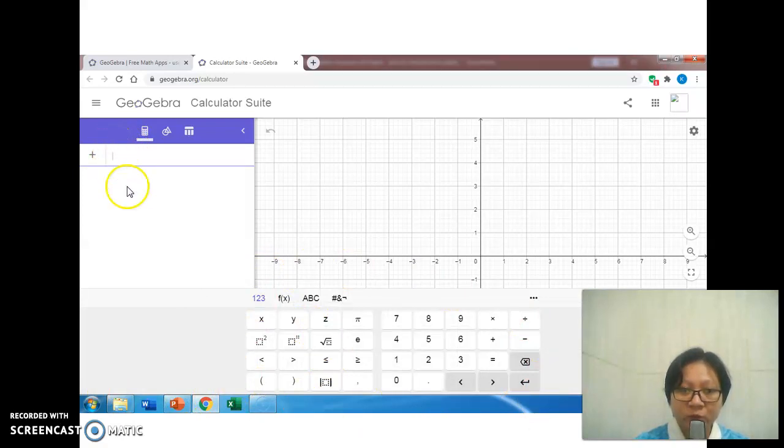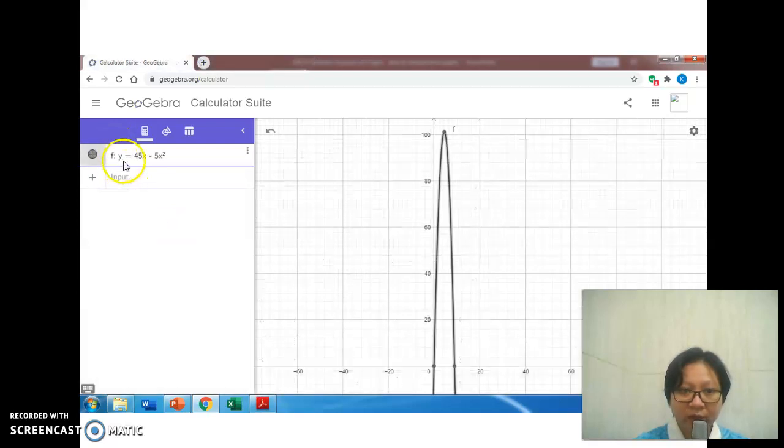And you can start typing the quadratic equation. It was y equals 45x minus 5x squared. We change the t into x because when we plot the graph on a Cartesian plane, we need to use the x-axis and y-axis. The y is the height, and the x is the t, the time. After that, GeoGebra will label the graph as f. F stands for function. See the graph, this is the graph.